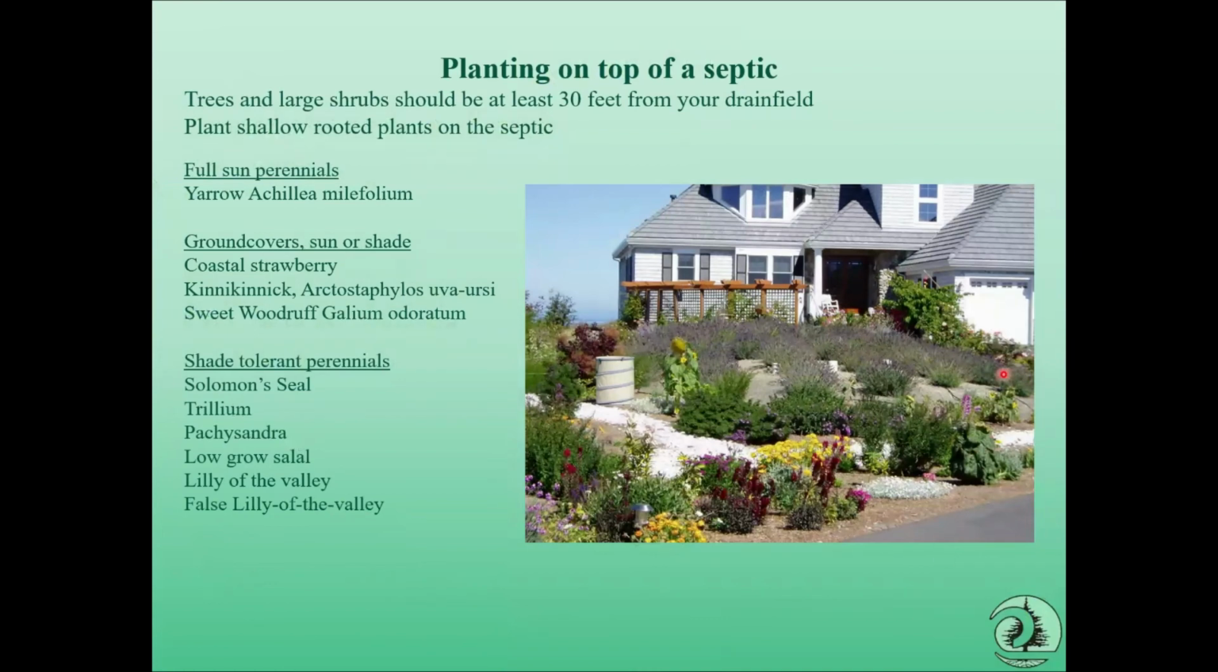And here is a picture of planting on top of a septic. You want to use shallow plants. And any trees or large shrubs should be 30 feet from your drain field or septic. Plant shallow on the septic. They're great for a little meadow.